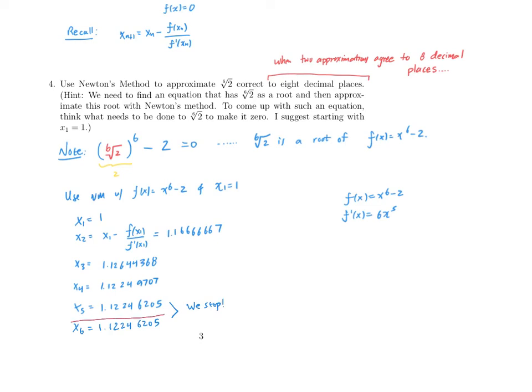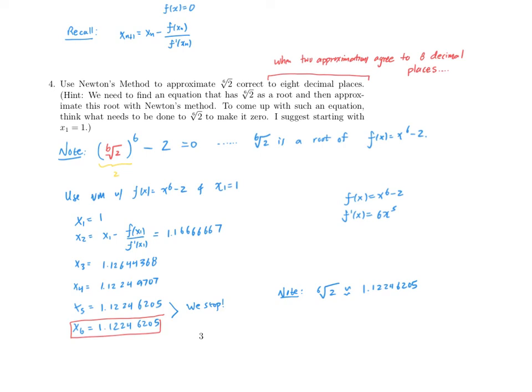So we've been asked to approximate the 6th root of 2 correct to 8 decimal places of accuracy. So the last thing we do is present our solution. The 6th root of 2 is approximately equal to 1.12246205. And this completes our discussion of Newton's method.